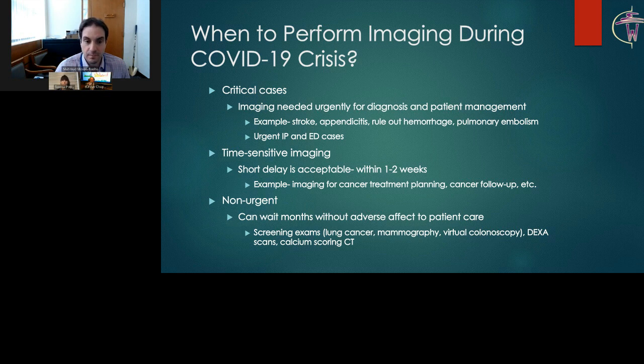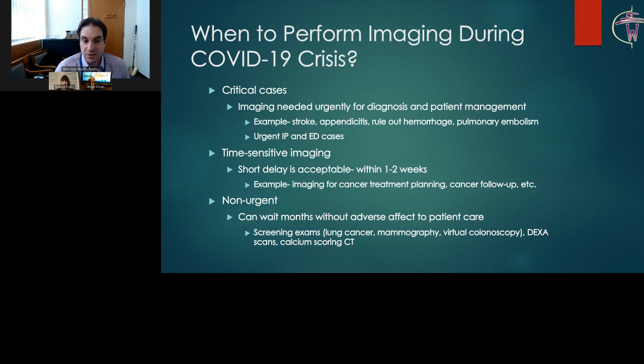So in terms of our elective imaging process, what we've done is we've developed an automated texting system, and within this texting system, we encourage patients to reschedule their elective imaging. We suggest that patients communicate with their ordering physicians to determine the time-sensitive nature of the study, and we provide them with a rescheduling line.